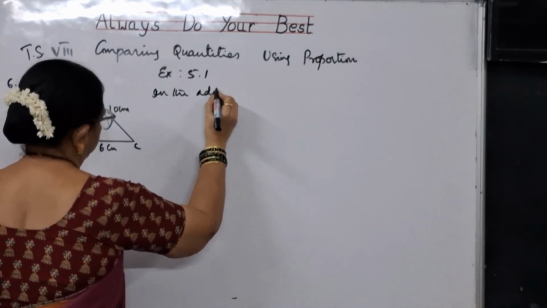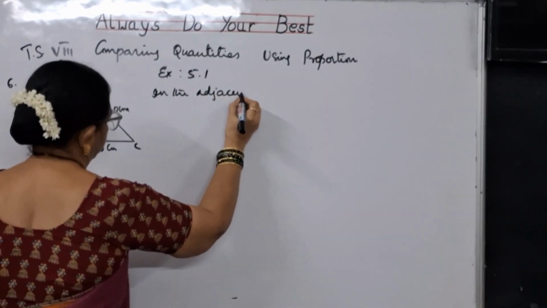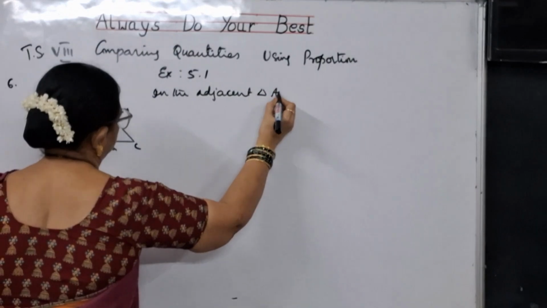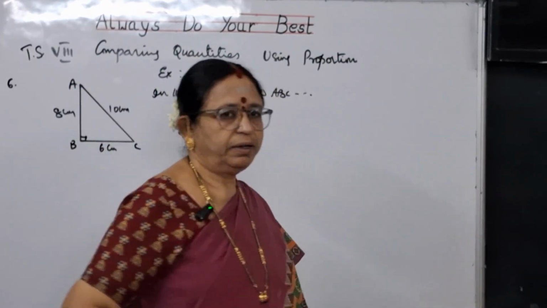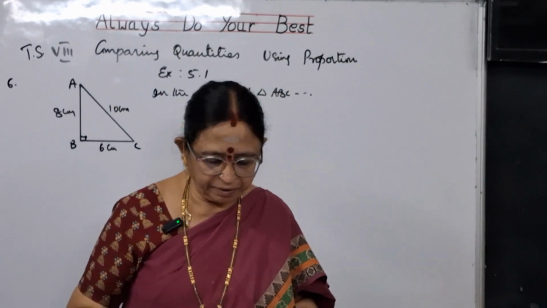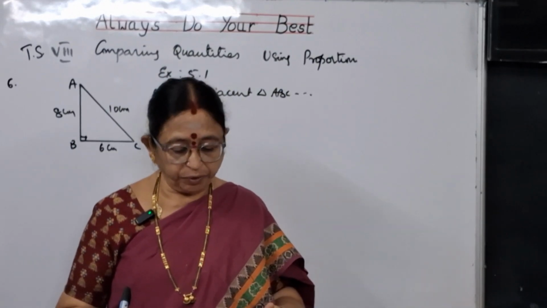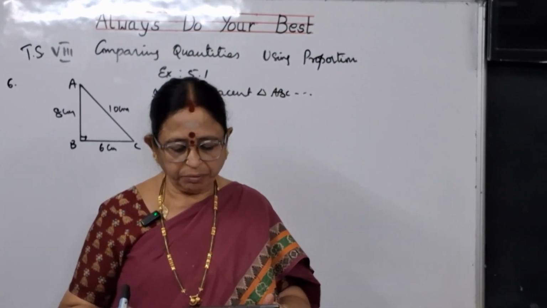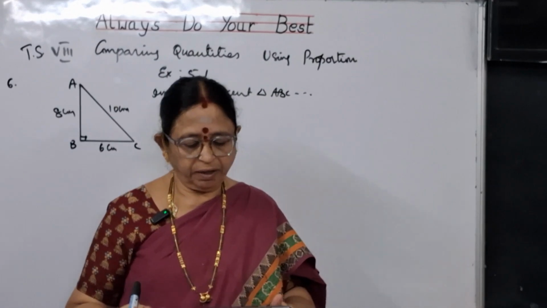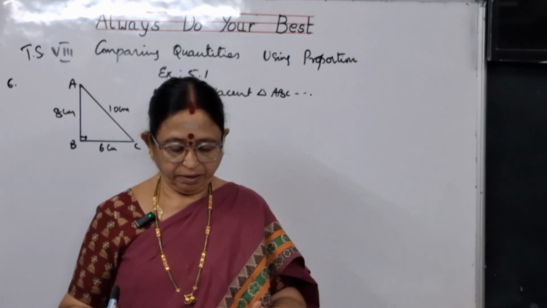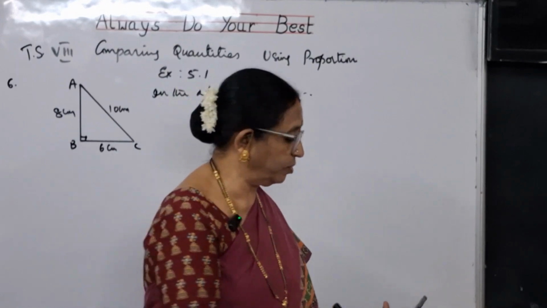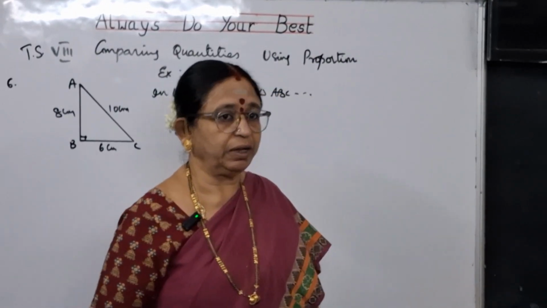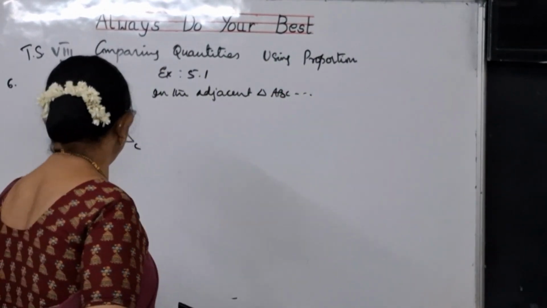In the adjacent triangle ABC, write all possible ratios by taking measures of the sides pairwise. They have given a hint: AB is to BC is equal to 8 is to 6. You need to find out the ratios. You have to write the ratios.